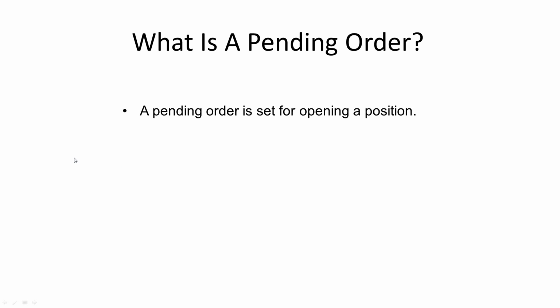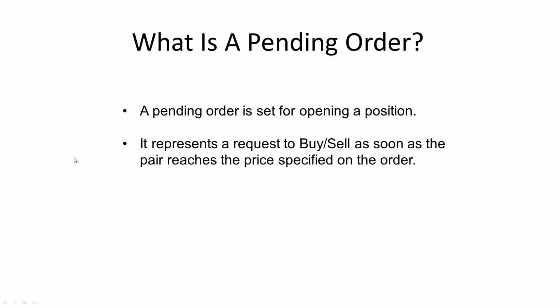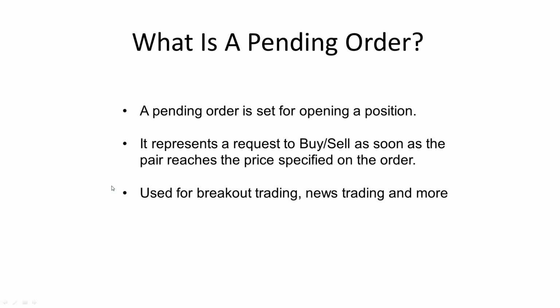What is a pending order? Well, a pending order is set for opening a position. So it's not going to be placed immediately into the market. What happens is you put in a request to buy or sell as soon as the pair reaches the price you specified on the order. So you're going to put in a price, whether you want to buy or sell, and when the market moves to that price, it will then put you into the market. So that way, if you're not quite ready to get in, or you're trading a breakout, news trading, or other kinds of strategies, you can put in these orders and walk away and let them enter you into the market at the price that you want.